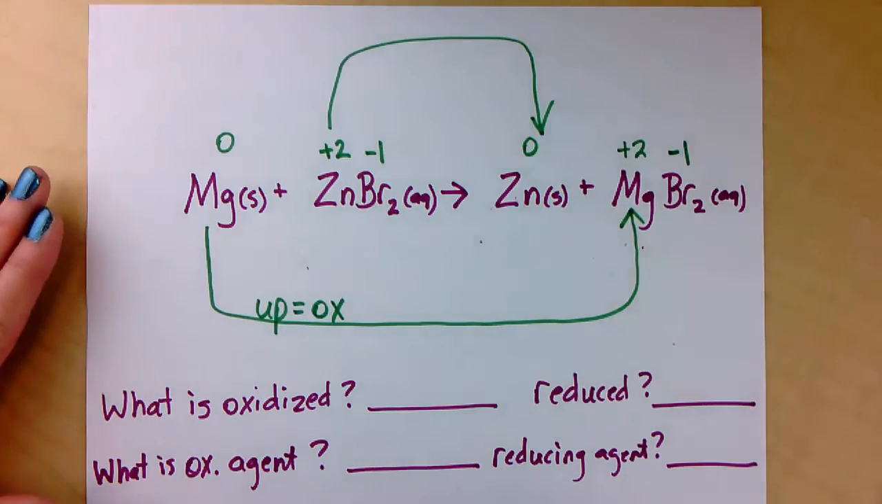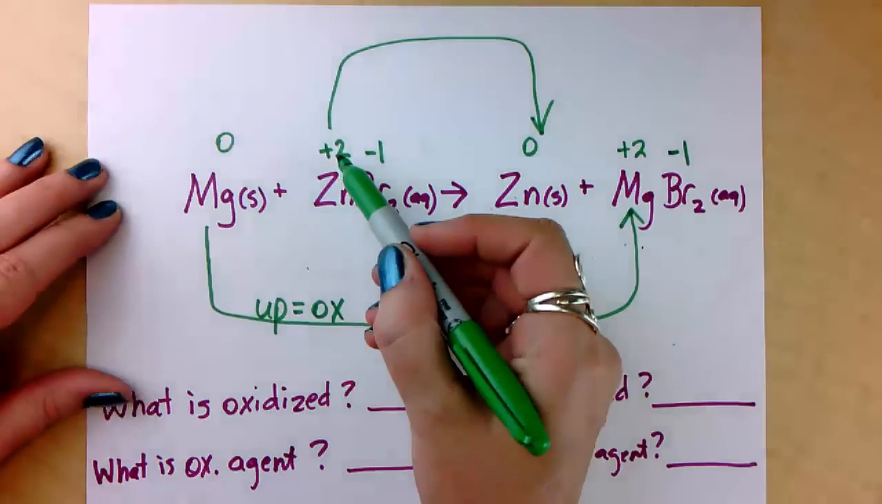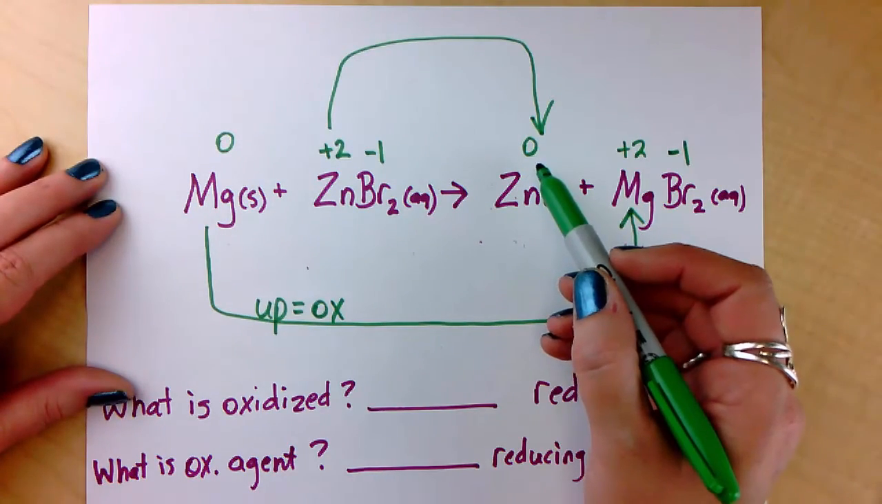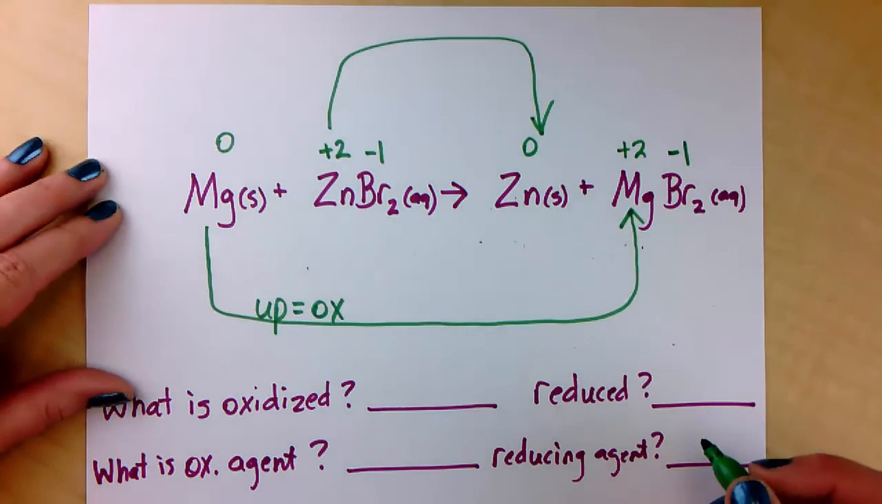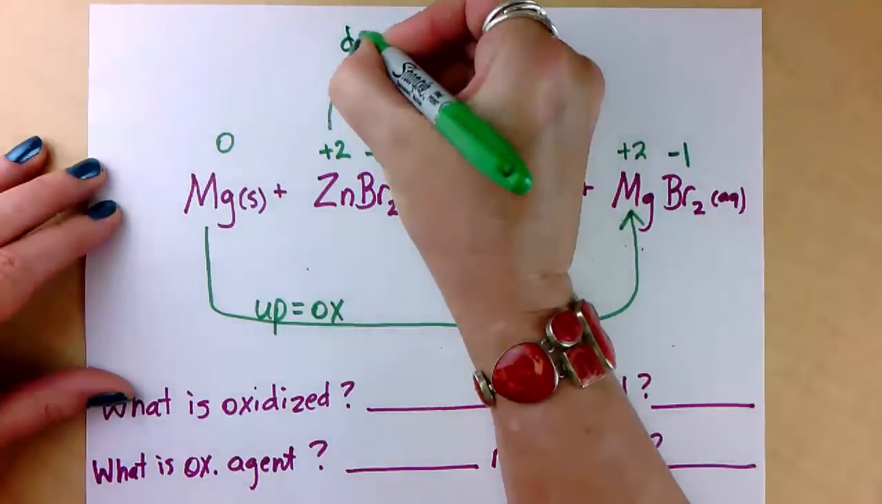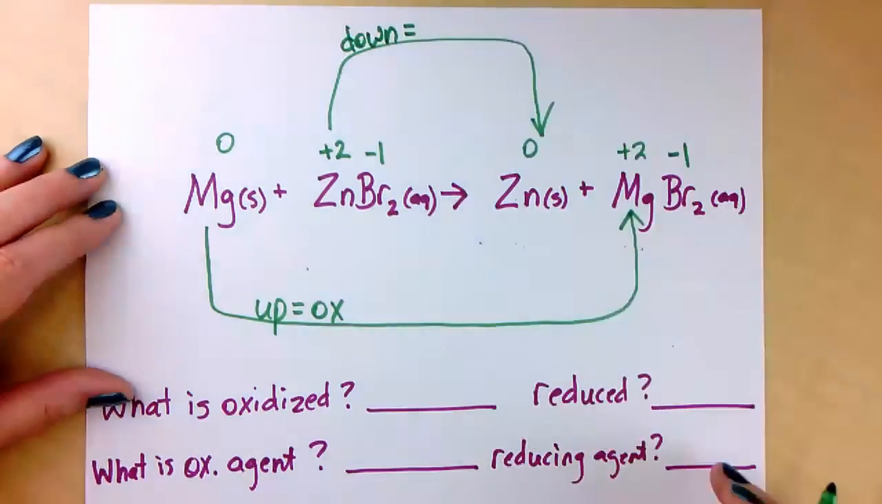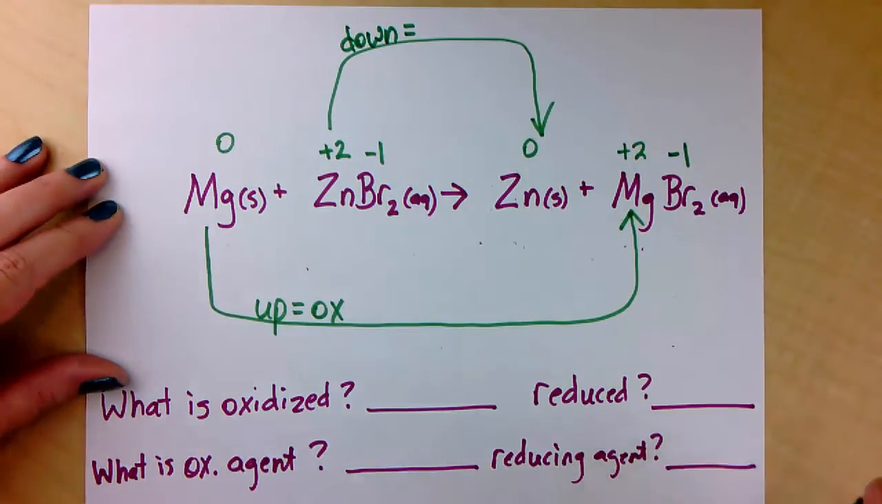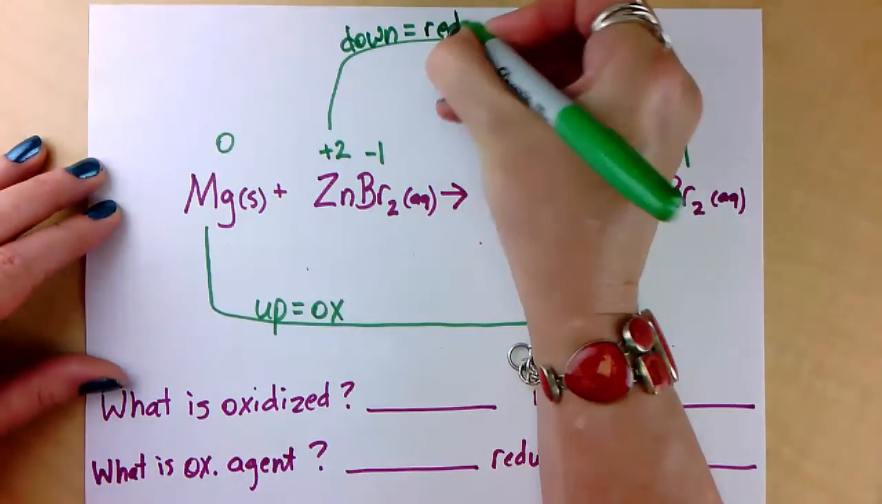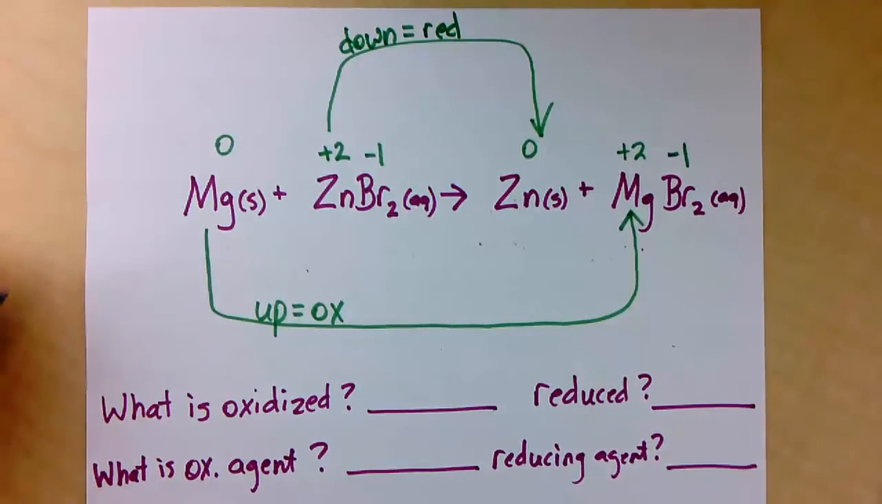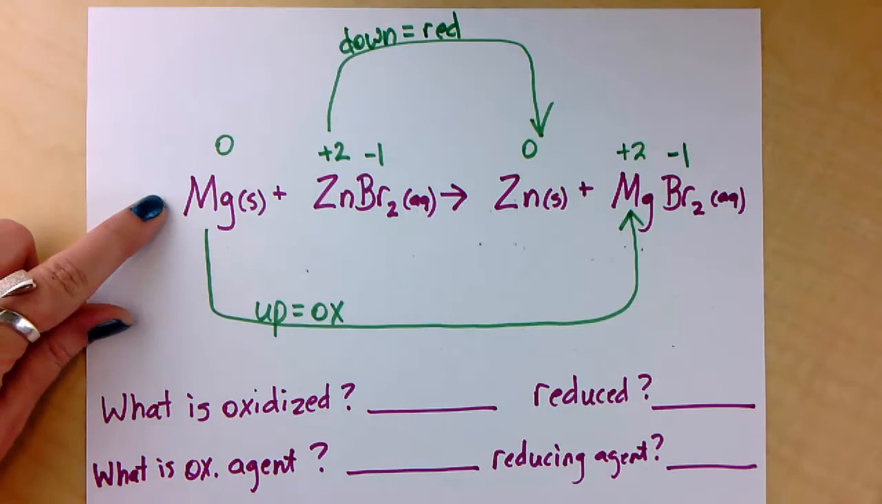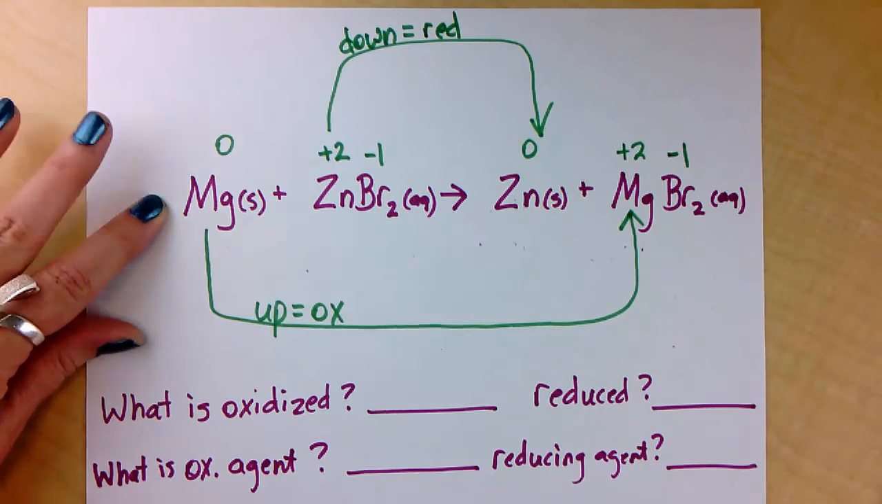Now let's look at the zinc. It went from a +2 to 0. Is that up or down? If you said down, you are correct. And what was down? Correct. Reduction. That is when it goes down. So what is oxidized? Well, magnesium solid was oxidized. Its charge went up.